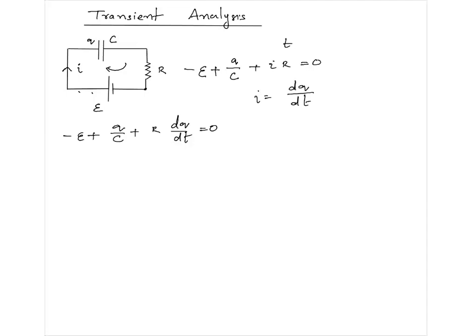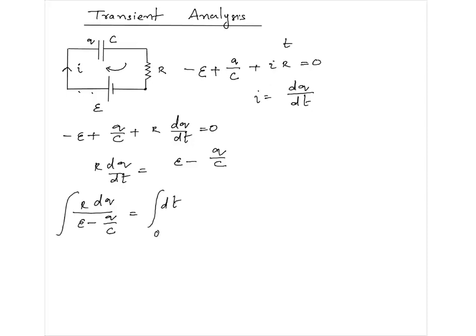This is not a challenging differential equation. It is very easy to separate variables here. So we have R times dq by dt equal to E minus q by C. So we have R dq upon E minus q by C equal to dt. So simply they are separated.